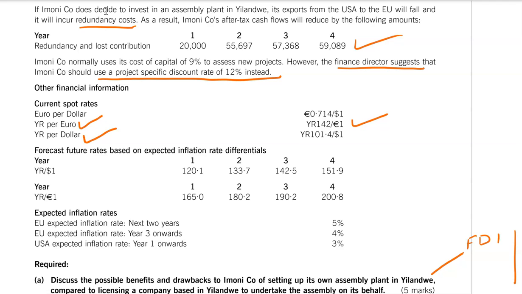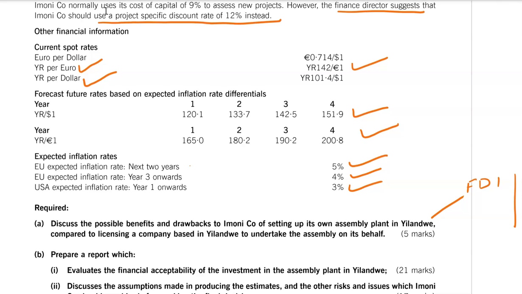The examiner is kind here. The examiner has calculated future spot rates. Otherwise, you have to calculate the spot rates based on inflation. European Union inflation for the next 2 years is 5%, and from year 3 onwards inflation is 4%. USA inflation rate is 3%. Normally in international investment appraisal, the first calculation is to forecast exchange rates, but here exchange rates are given, so we will start with the first working, that is of sales. So let's start the working.